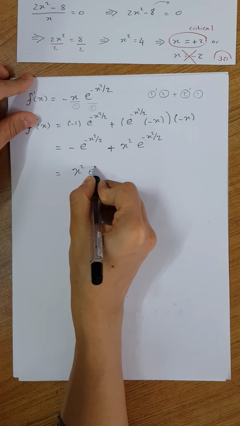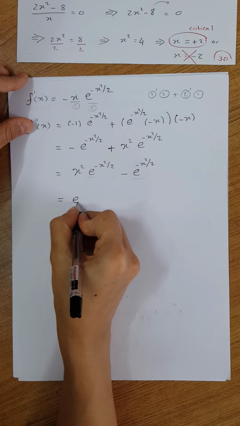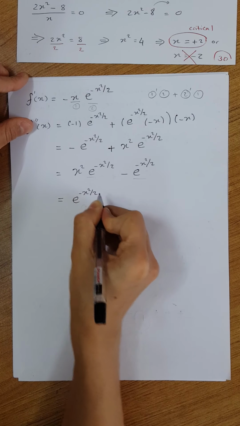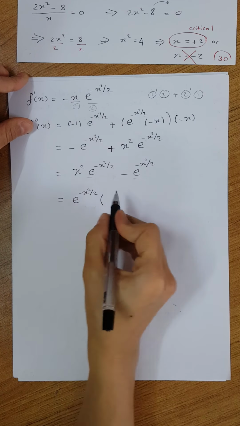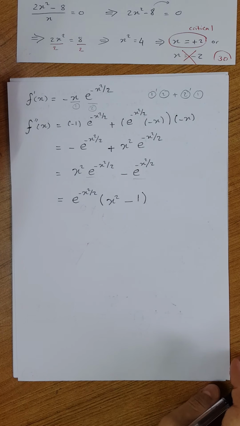I see this one and that one are common between the two terms. So I will simply take it out to the power of minus x squared over 2. I will take it out. What remains here? X squared is remaining here, and here 1 remains. So that is the second derivative of the function.